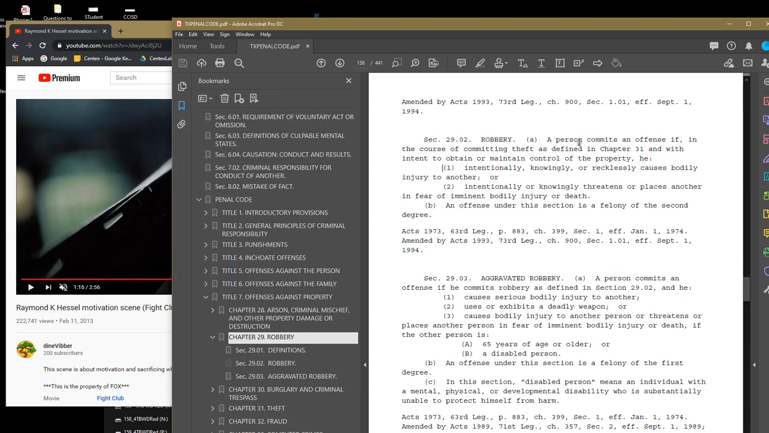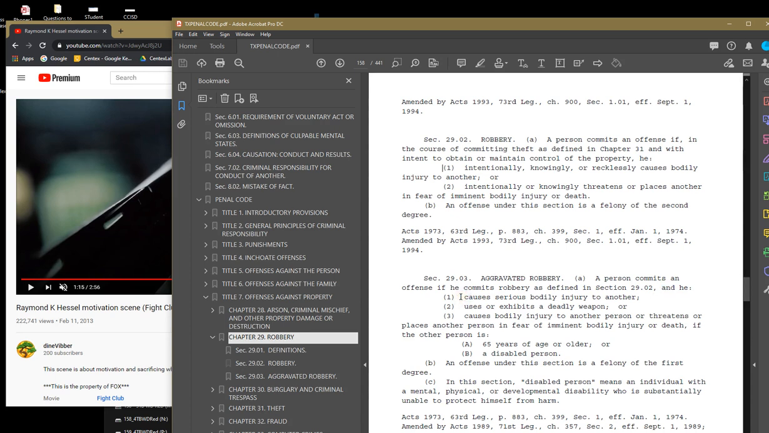What did he do? He took property without permission of the owner. He did it by placing the person in imminent fear of bodily injury or death. What makes this aggravated? Notice the word and right here. And, very important, check out and. And means that a person commits robbery here, and in order for it to be aggravated robbery, he also has to do one of the following.